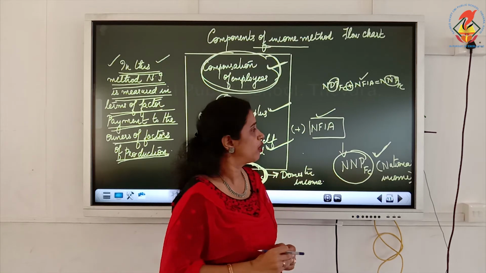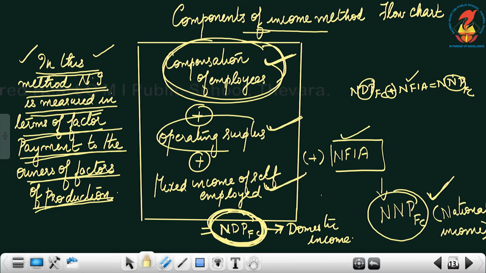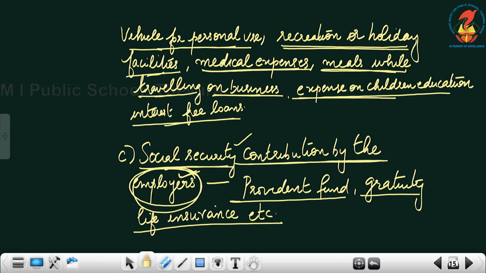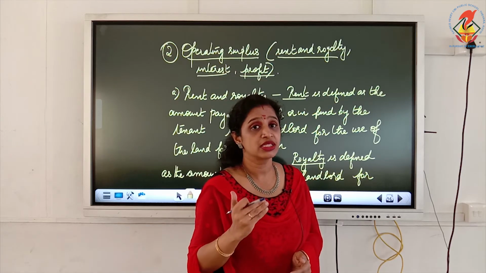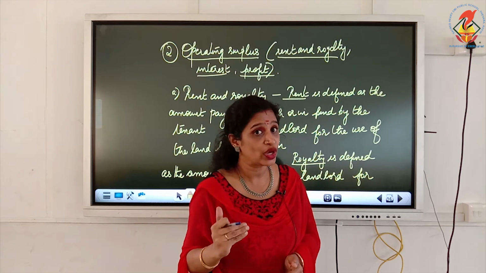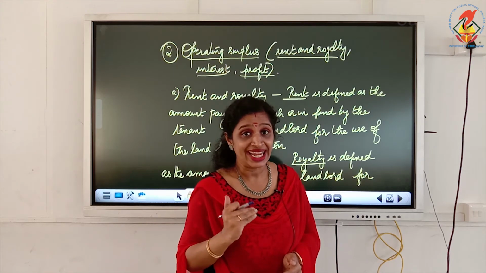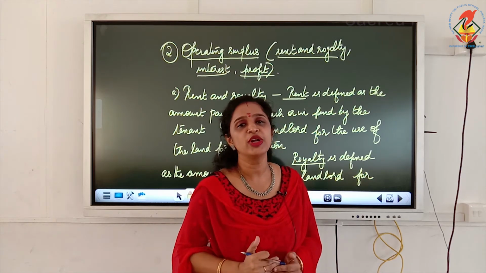Now the next component is operating surplus. What all comes under operating surplus? Operating surplus consists of rent and royalty, interest and profit. It is a very wide component. Operating surplus consists of rent and royalty, next one interest, and the third one profit.